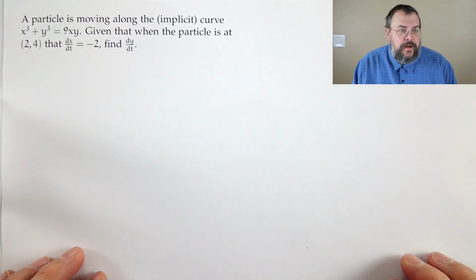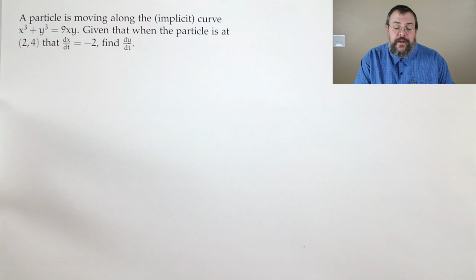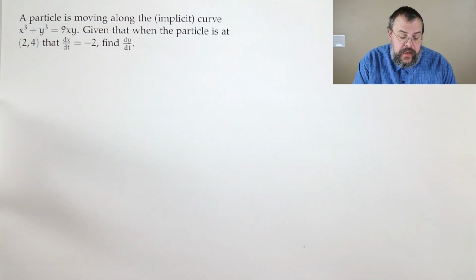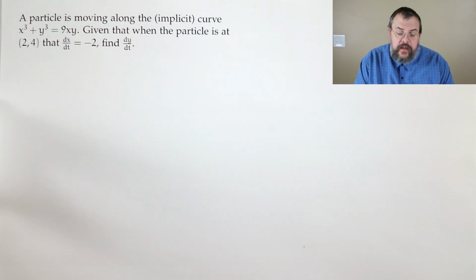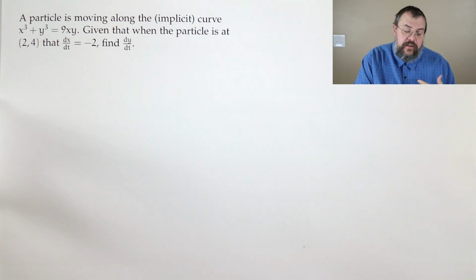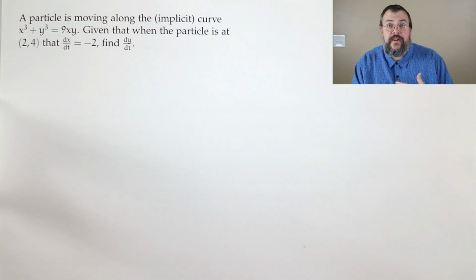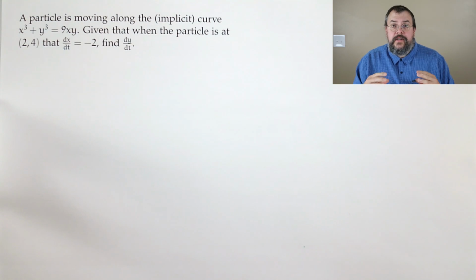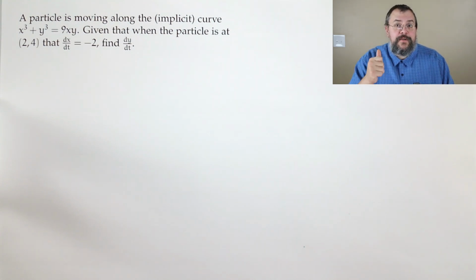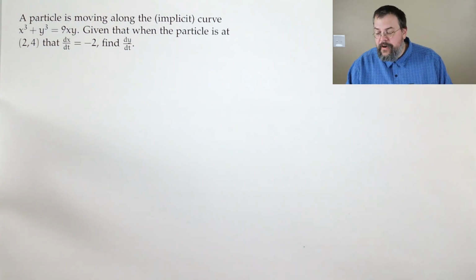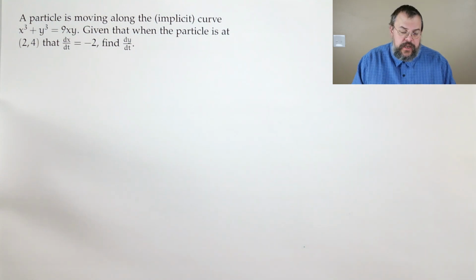All right. So, a particle is moving along the implicit curve x cubed plus y cubed equals 9xy. And given that when the particle is at the point (2, 4), dx/dt is negative 2, find dy/dt. Well, this sounds initially like they didn't give us a lot to go on. But remember, what's the first step? The first step is to find a relationship.